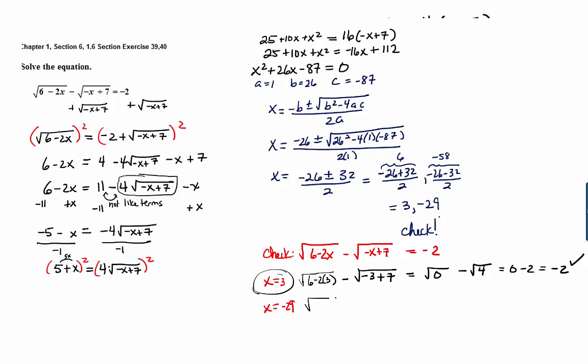And let's check the other one. 6 minus 2 times negative 29 is the same as 6 plus 58. So that's the square root of 64 minus the square root of positive 29 plus 7. So that's going to be the square root of 36. So we have actually 8 minus 6, which is positive 2, which is not what we were looking for. So that was an extraneous solution. The only solution to the equation is x equals 3.